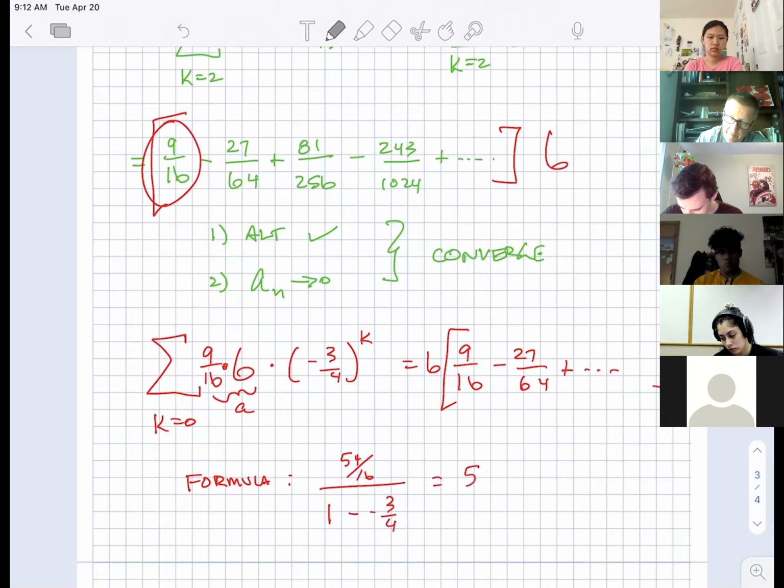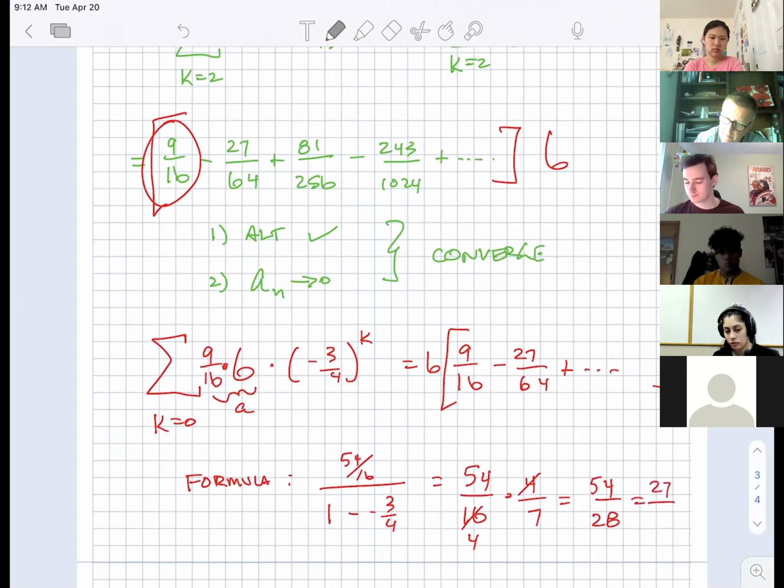So let's see, that'd be 54/16. 1 plus 3/4 would be 7/4. But if we're dividing by 7/4, that'd be multiplying by 4/7. This 4 cancels with that, so we get 54/28, which is 27/14. So not only does that converge, it converges to 27/14. We actually know the exact answer to that.